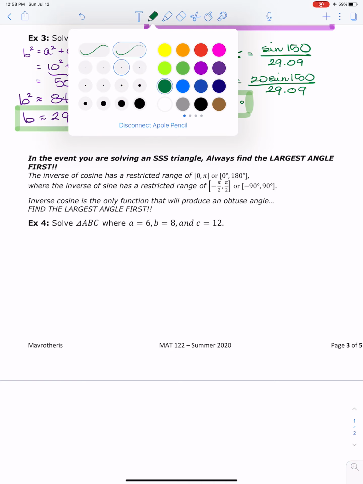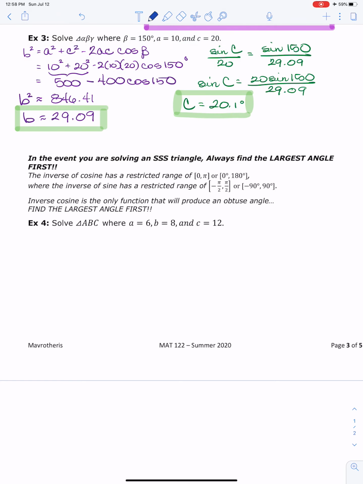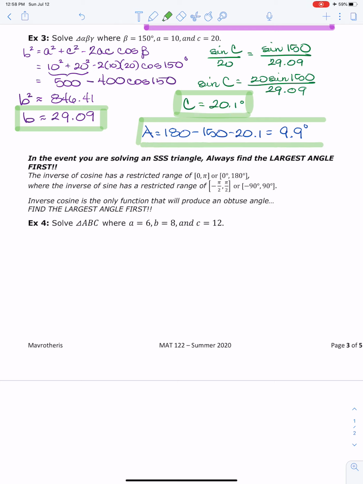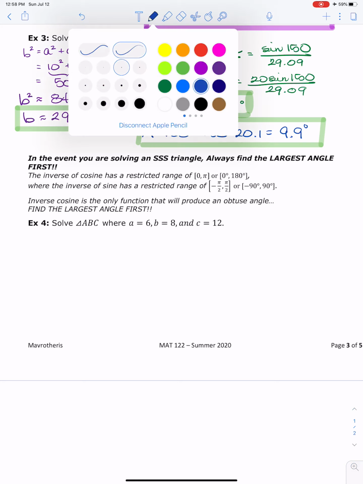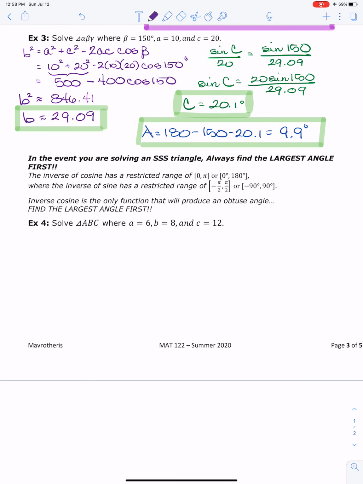And we just need to find our last angle now. So angle A, we know that all three angles in a triangle add to 180. And so we're going to subtract off the angle B we were given and the angle C we just found, and we get angle A is 9.9 degrees. So now we have all three sides, we have all three angles. Do not worry about setting things up so that you list all three sides and all three angles. We just want the pieces we have found.